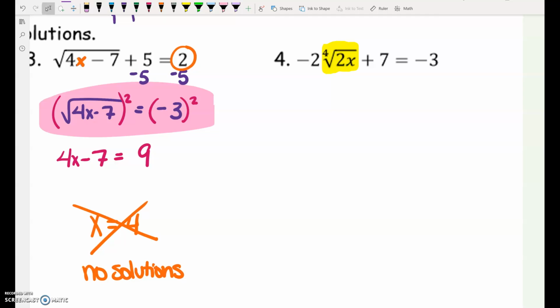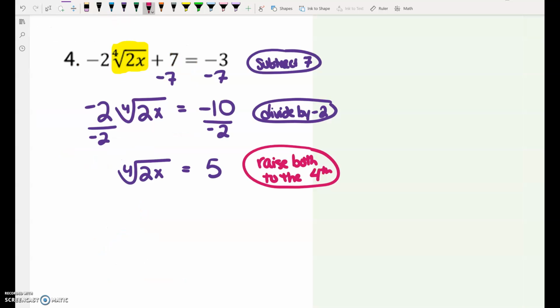All right, I want you to try number 4 on your own. So start by isolating the radical, raise both sides to the 4th, figure out what your solution is, and then see if you know how to check that solution. I subtracted 7 on both sides. I divided both sides by -2. And now I'm ready to raise both sides to the same number as the index. So raise both sides to the 4th.